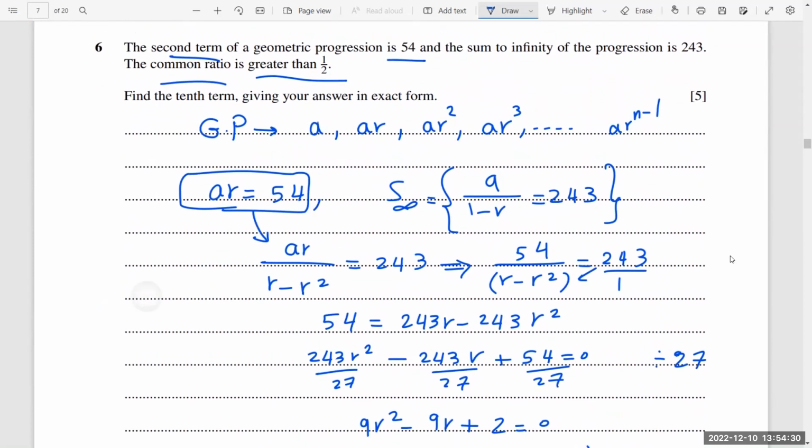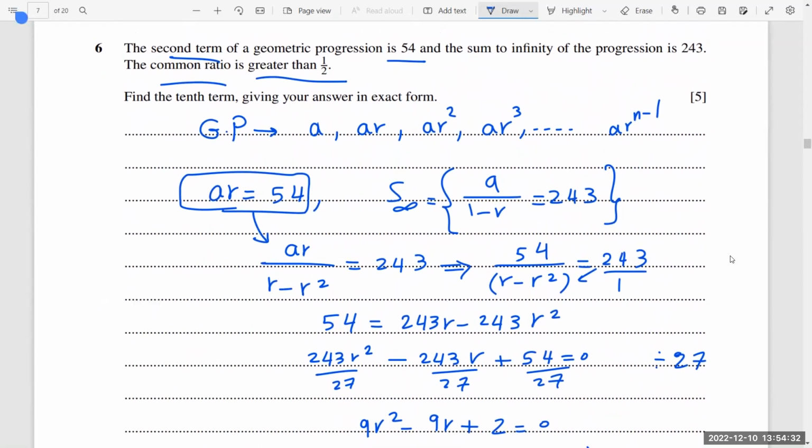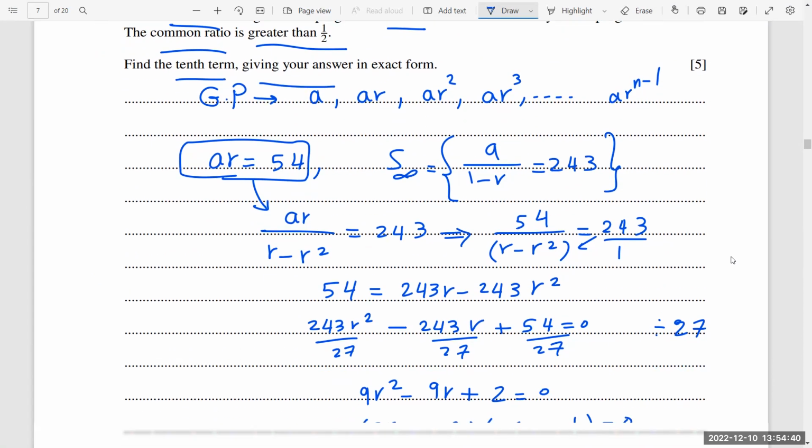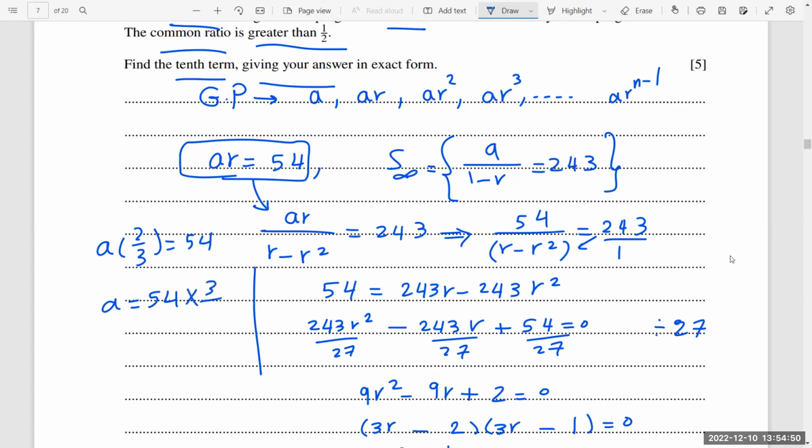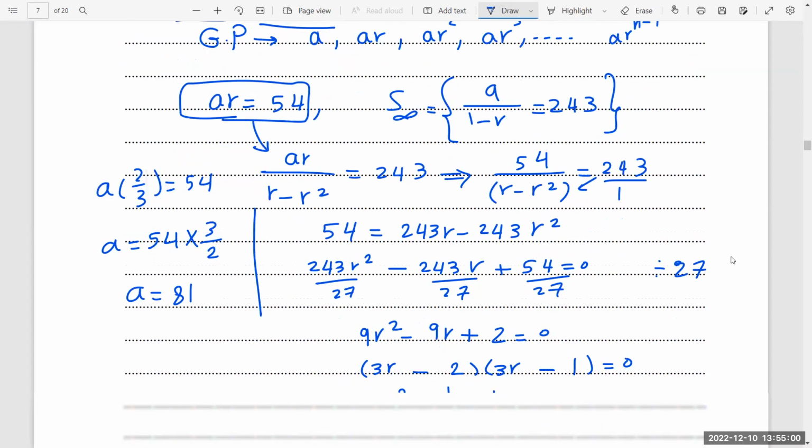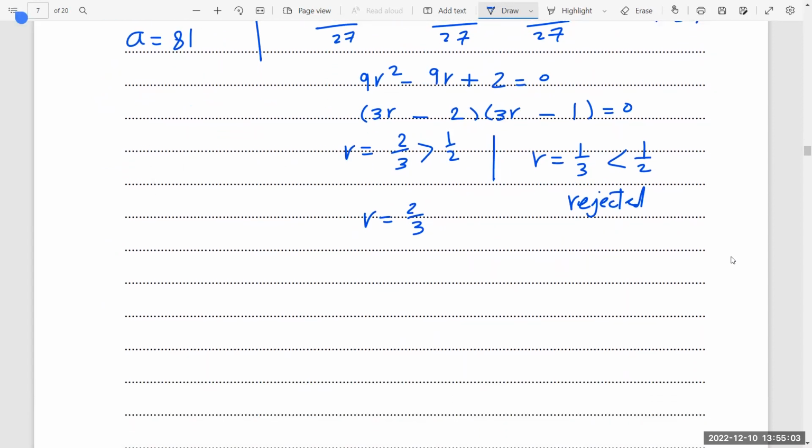Next, find the exact value of the common ratio and find the 10th term, giving your answer in exact form. I can get A back, as R is now 2/3. So A times 2/3 is equal to 54. So A is 54 times 3/2, and 54 times 3/2 gives you 81. The first term is 81. So now I have the first term A is 81 and R is 2/3.